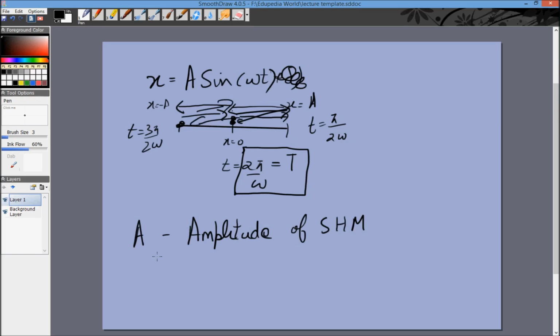Right. You can also see now why omega is called the angular frequency, because it is the frequency of the change of the angle. Another important quantity, mu, is the frequency. That is simply 1 by t.